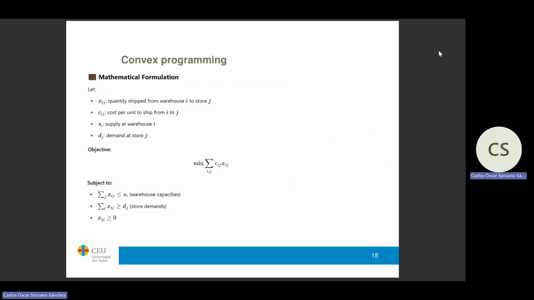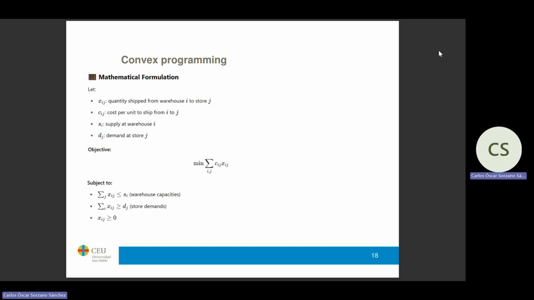Let's look at the constraints first. Okay, so what is our problem? Our problem is: how much should I ship from warehouse I to store J? What is the transport cost from I to J? What is the supply at warehouse I, so what is the capacity of I? What is the demand of the store J? I have to minimize the total transport cost. The total transport cost is the cost from I to J for all possible I and J's times how much you are transporting.